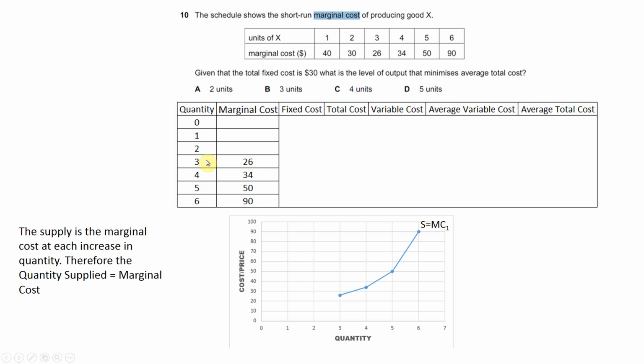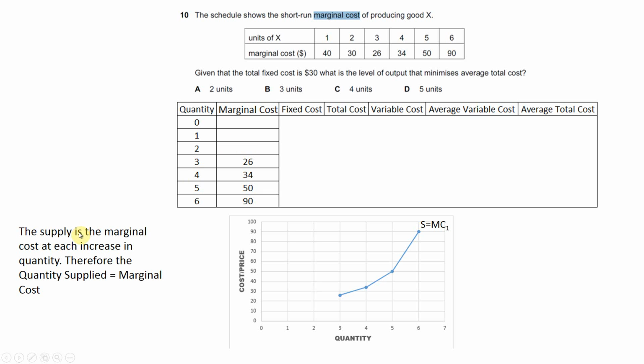Now this is critical in economics. You've got to get it right. It's a little bit confusing. The situation is the supply is the marginal cost at each increase in quantity. So the supply is determined by the marginal cost: when going from 3 to 4, the marginal cost is 34. 4 to 5 is 50. 5 to 6, the marginal cost is 90.